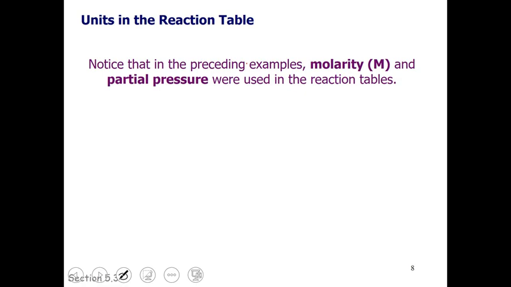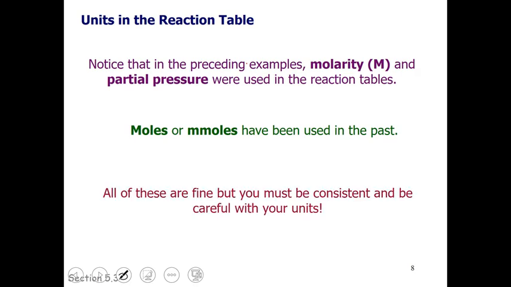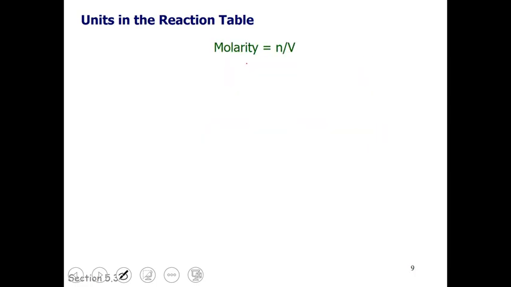Now, a few words about units in the reaction table. I've given you 2 examples. In the first, molarity was used, and in the second, partial pressure was used in the reaction tables. And I did that so that my reaction table units agreed with the units of my equilibrium constant. You may also remember that when we first started with reaction tables, we used moles or millimoles. All these are fine, but you need to be consistent and careful with your units. I remind you that molarity is moles divided by volume.